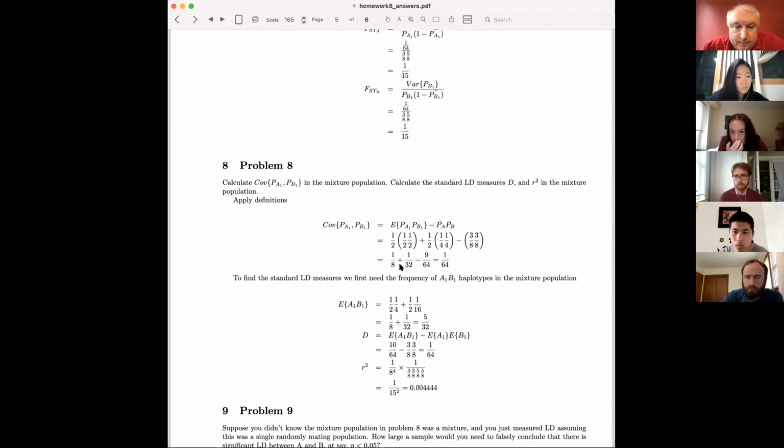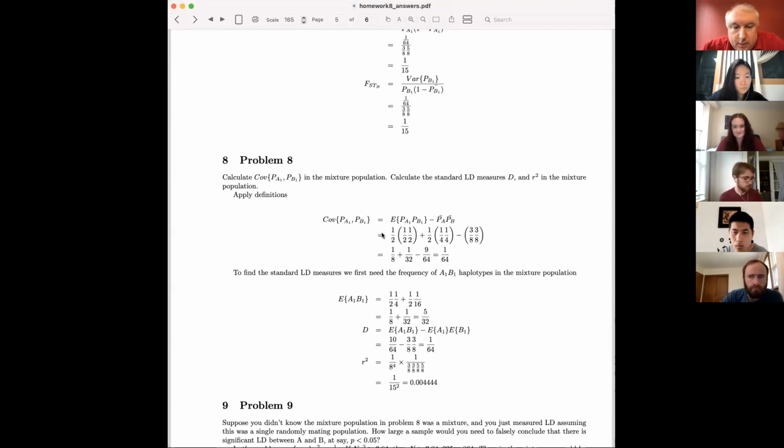All right. So the first thing I'm going to do is calculate the covariance in allele frequencies in the mixture population. So the covariance between the frequency of A1 and the frequency of B1. By definition, that's the expectation of the frequency of A1 times B1, minus the average frequency of A1 and B1.